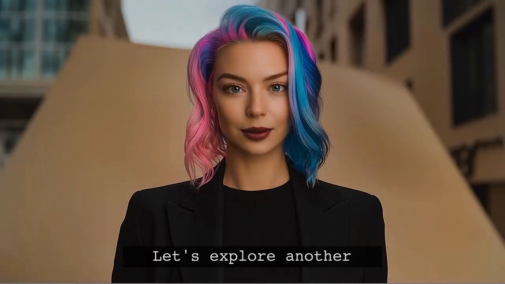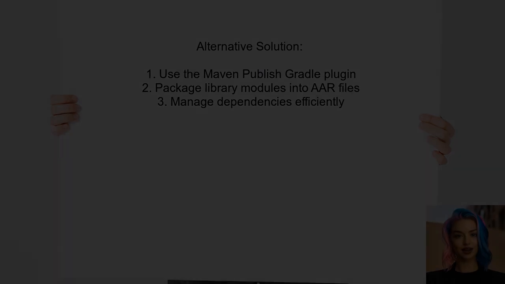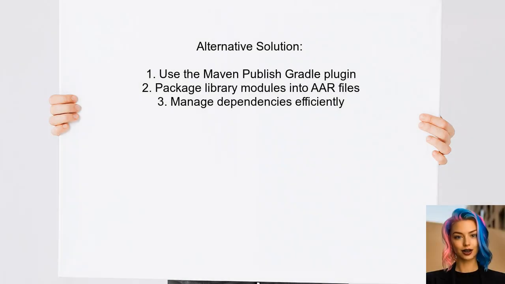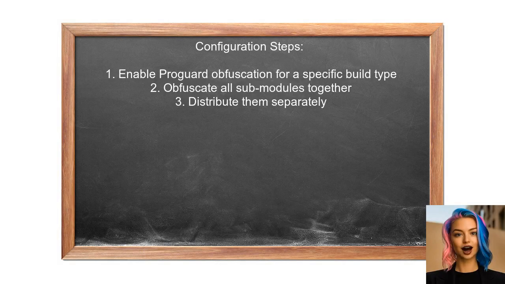Let's explore another one. An alternative solution comes from a user who faced the same issue. They suggest using the Maven Publish Gradle plugin. This plugin helps package your library modules into AAR files while managing dependencies effectively. You can configure this plugin to enable Proguard obfuscation for a specific build type, allowing you to obfuscate all submodules together while still distributing them separately.